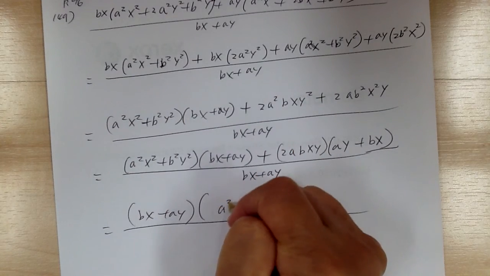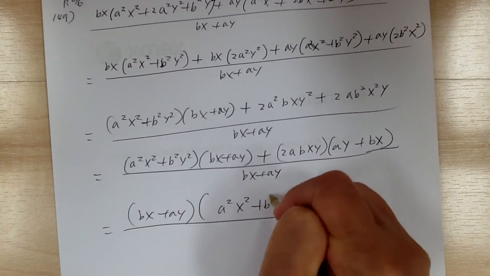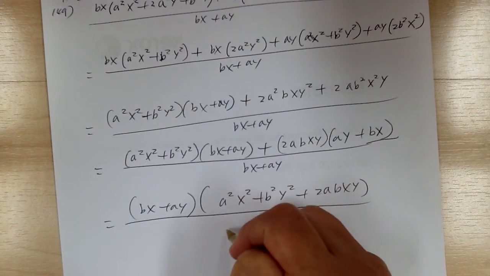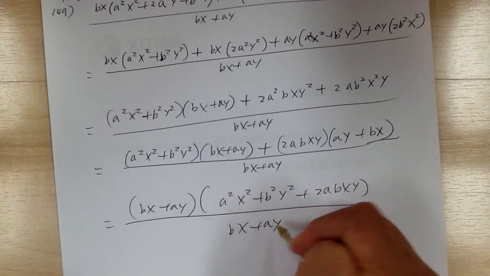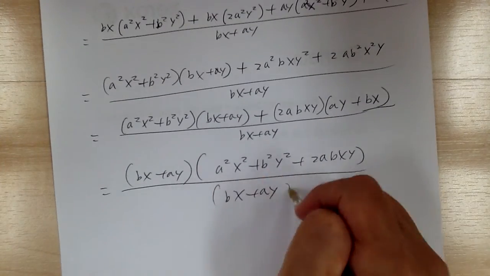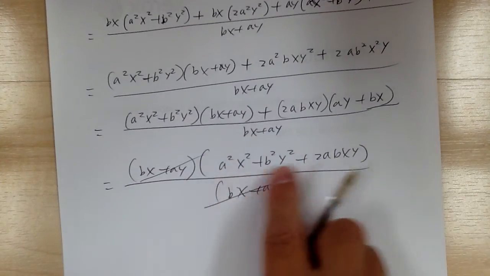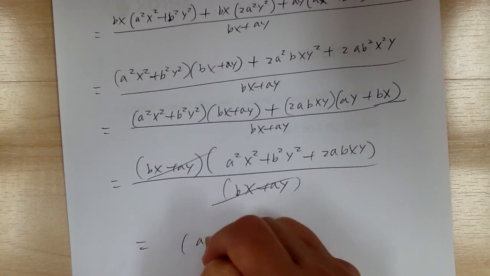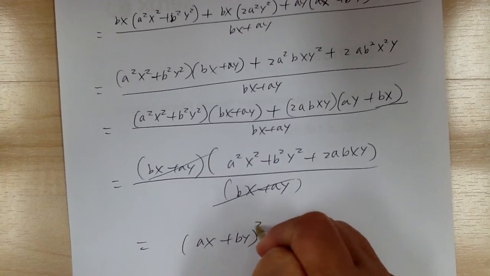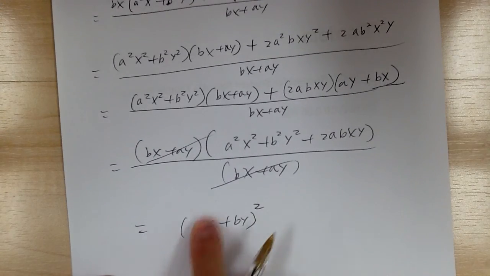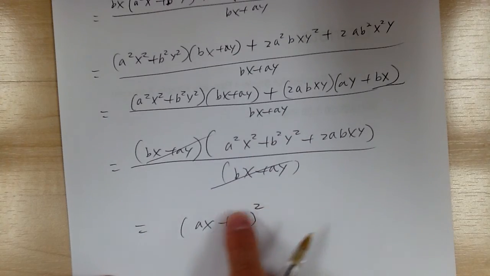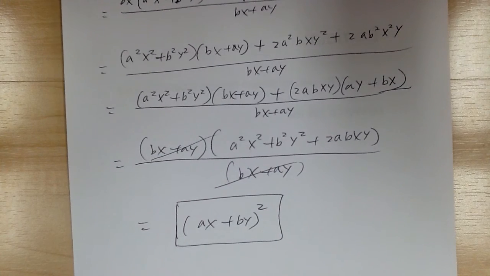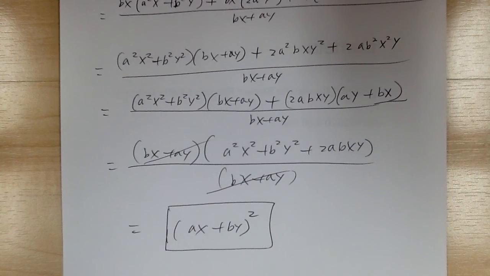So I end up with a squared x squared plus b squared y squared plus 2abxy over bx plus ay. Notice that this will cancel out, and this is a perfect square. This is equal to ax plus by squared. You can double check: square that, you get that; square that, you get that; 2 times this, you get that. And that's it. This one is a bit tough.